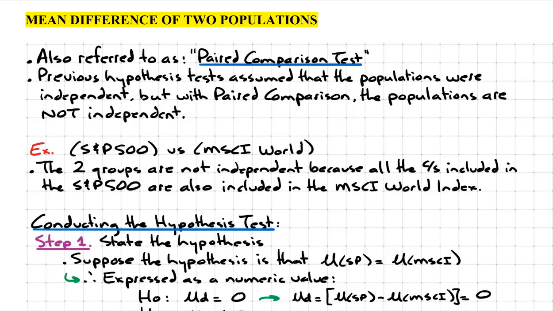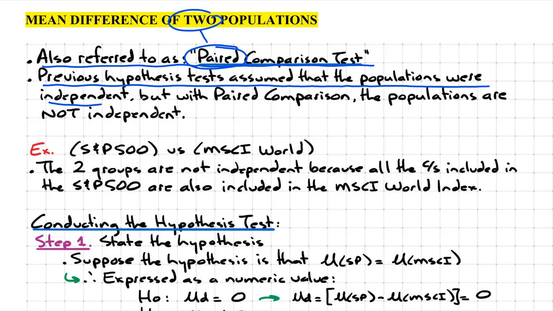Mean difference of two populations. This is also referred to as a paired comparison test, and you can see where the name paired comes from. Now, previous hypothesis tests assumed that the populations were independent. But in this case, specifically the paired comparison test, the populations are not independent.